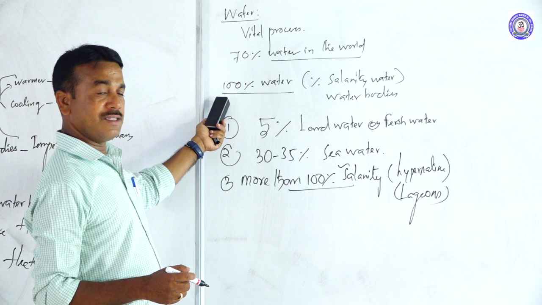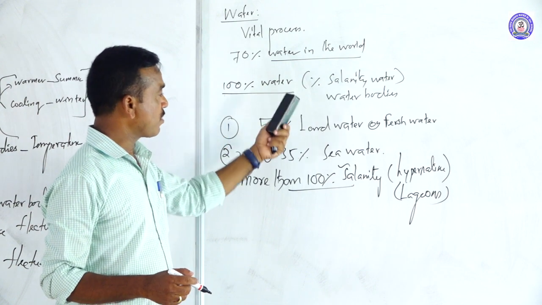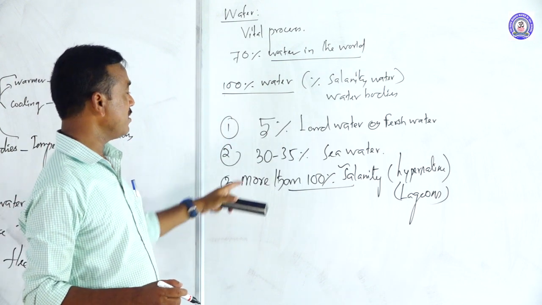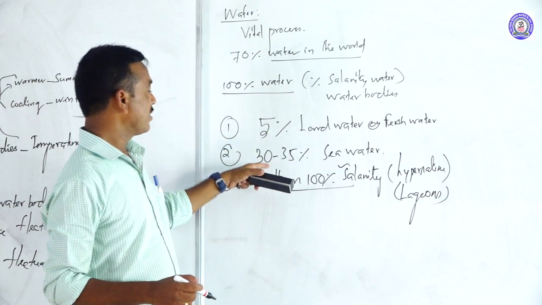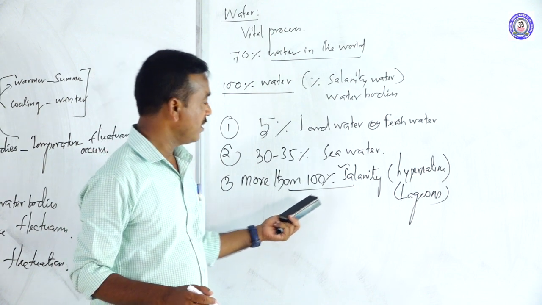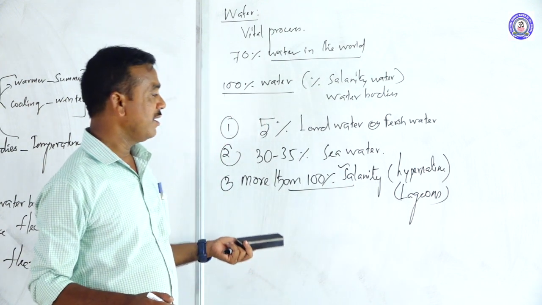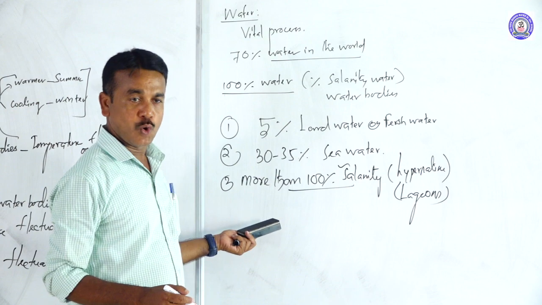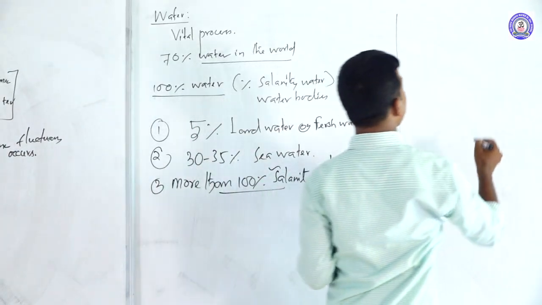Total amount of water bodies. What are the percentages of salinity occurring in the water bodies? 5% in land water, 30 to 35% in sea water. More than 100% salinity is commonly called hypersaline, and that can occur in what? Lagoons.